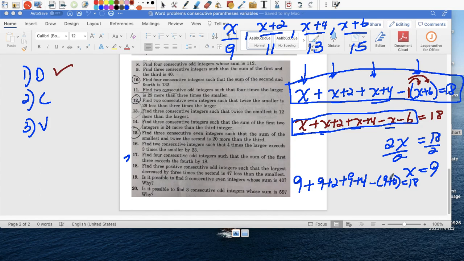9 plus 9 plus 2 plus 9 plus 4 minus, and then in the parentheses we have 9 plus 6, which is 15. So I'm just going to write minus 15 equals 18. All right, let's make sure that everything's okay. So 9 and 9 and 9 is 27. 27 and 2 is 29. 29 and 4 is 33. So all that's 33. And if I subtract 15, does it really equal 18? Yes, it does. So again, just a little more reassurance that I did my numbers correctly. Okay, and we are good.